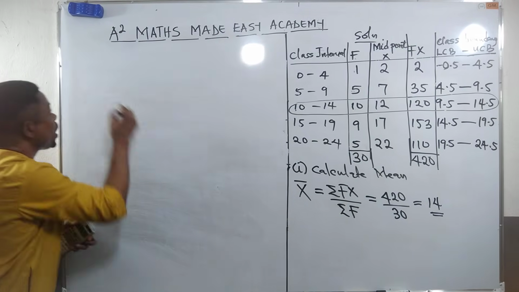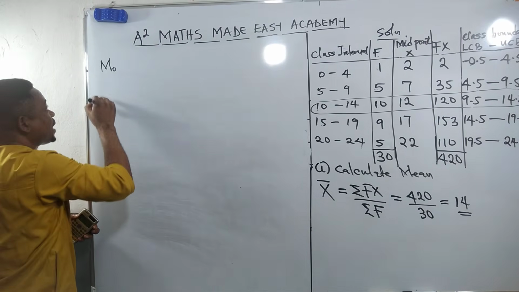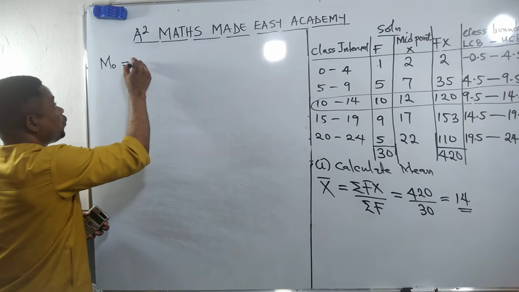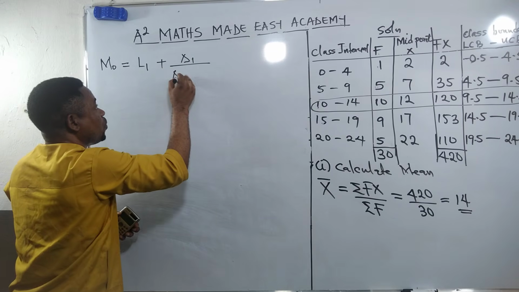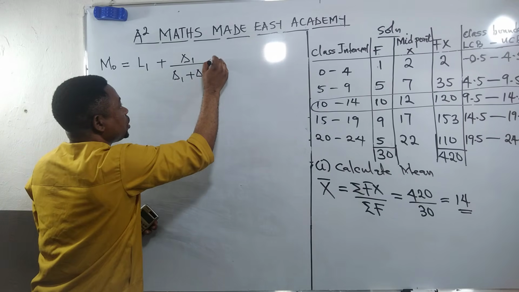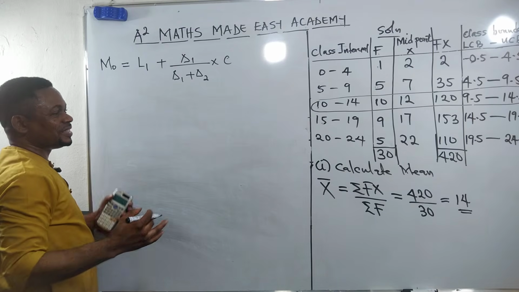But narrowly, we are talking about the mode when the data is grouped. What's the formula? Mode = L1 + D1 over D1 plus D2, times the class size. This is the formula.